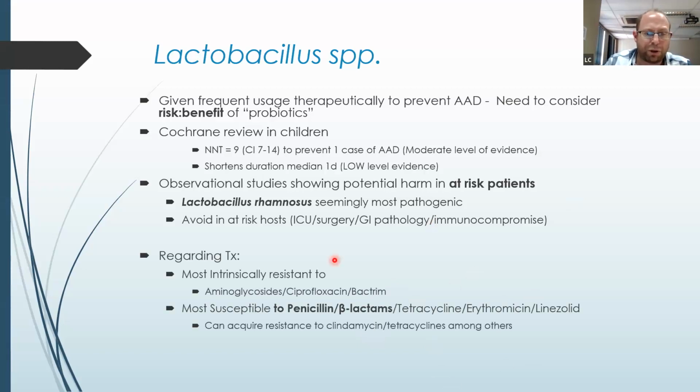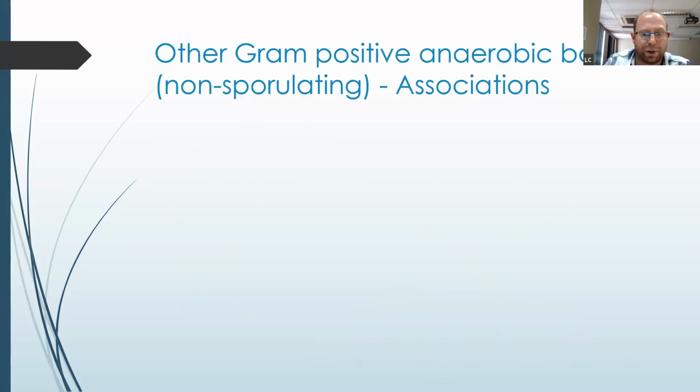Regarding treatment, most are intrinsically resistant to aminoglycosides, ciprofloxacin, and Bactrim, as many anaerobes are, but most are susceptible to penicillin and beta-lactams, and some to tetracyclines and linezolid. However, they can acquire resistance to clindamycin and tetracyclines, amongst others. So in vitro testing is important.